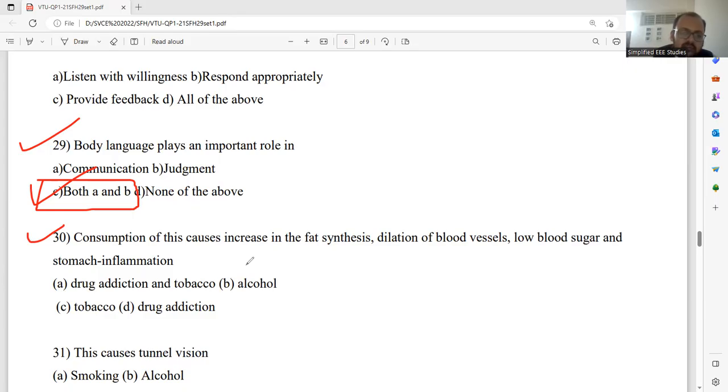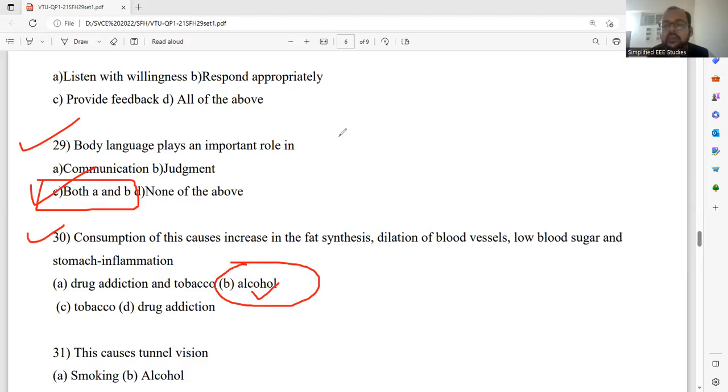So anyway, when one person is consuming alcohol, the following changes will be observed in his body: low blood sugar, dilation of blood vessels, increase in fat synthesis. All these things will be applicable for consumption of alcohol. So please select option B. Option B is the right answer.